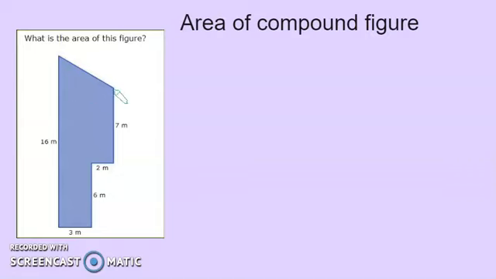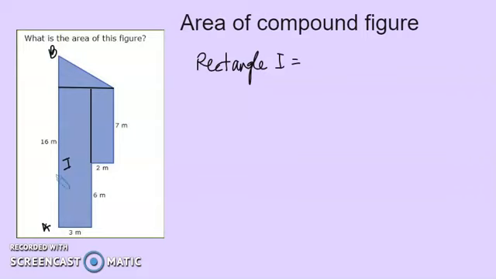If I join these points, as you can see, now we have one rectangle, a second rectangle, and one triangle. Now in this case, let us call it rectangle 1. Area of rectangle 1 is equal to, mind you, this length A to B is 16. You cannot take the length as 16.